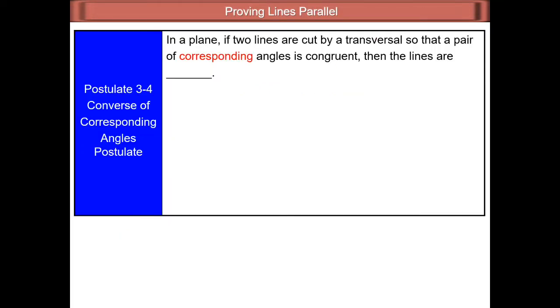Here we have our first postulate, and it is the converse of the corresponding angles postulate. On the previous slide, we just looked at how it would be written in if-then, but now we are turning it into the converse of the corresponding angles postulate. And that states, in a plane, if two lines are cut by a transversal so that a pair of corresponding angles is congruent, then the lines are parallel. All we have done is taken the corresponding angles postulate and taken the converse.